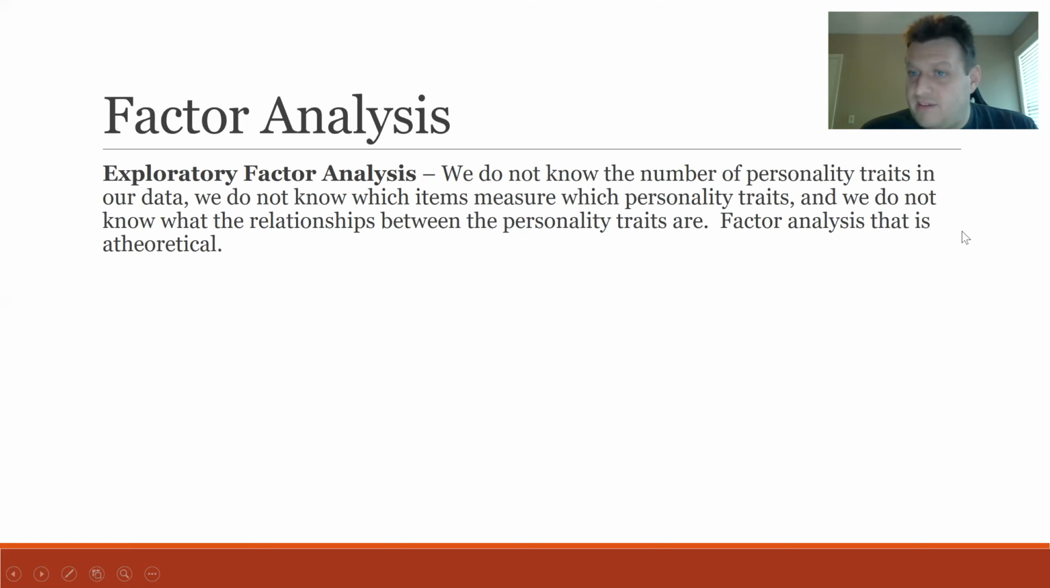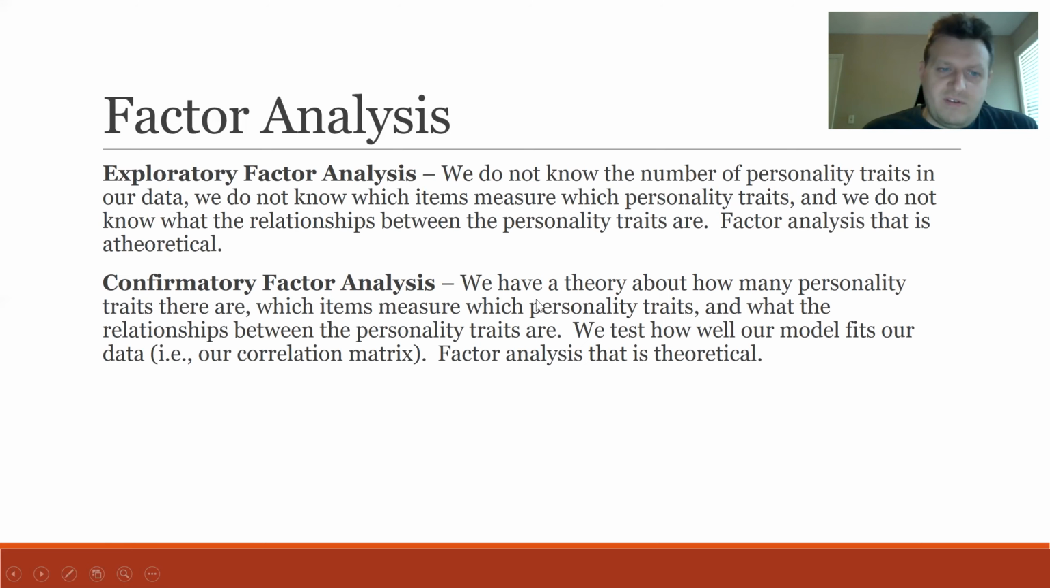We're going to do the factor analysis to give us an answer. Now, another flavor of factor analysis is confirmatory factor analysis. This is where we have a theory in mind. We have a theory about what's going on with our data set. So we know how many traits. We have a prediction of how many traits there are. We have a prediction of which test items measure each trait. We have an idea of the relationships among our personality traits. So is extroversion related to agreeableness? Is there a relationship there?